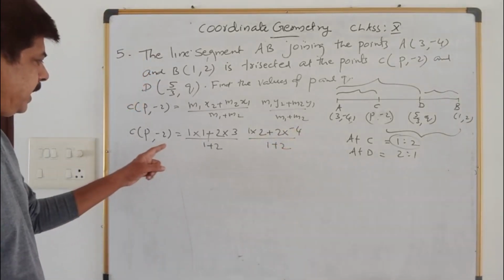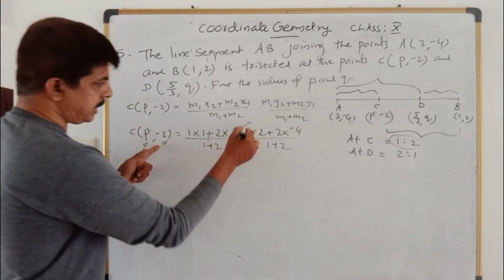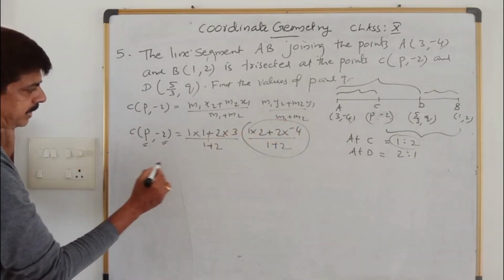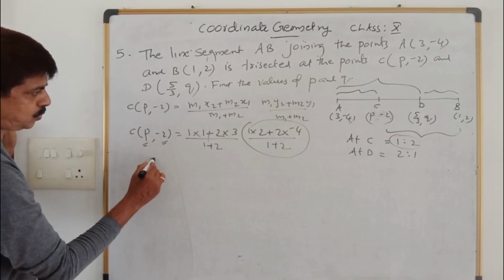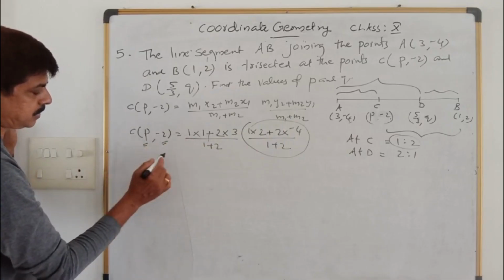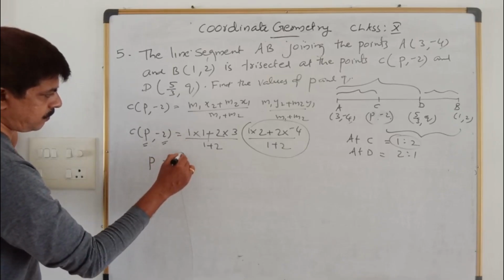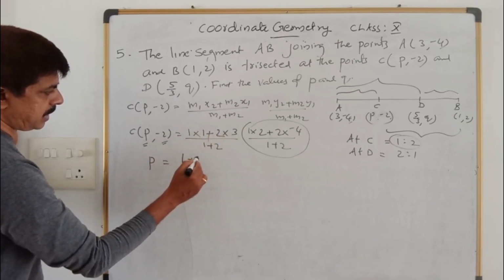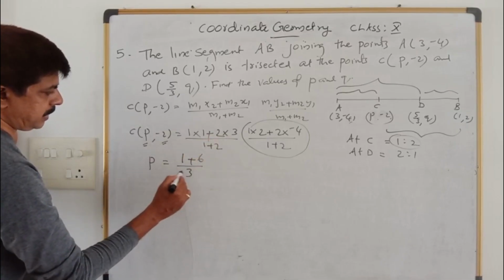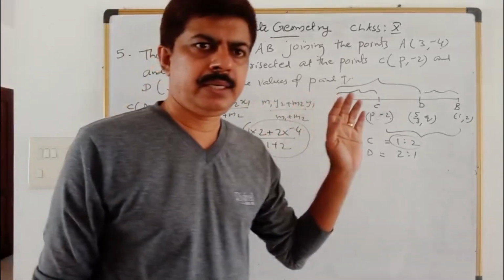We know the x coordinate is p, and the y coordinate is minus 2, so we can take this value. We are supposed to find the p value. So p is equal to 1 into 1 plus 2 into 3, that is 1 plus 6, by 1 plus 2, 3. So what is the p value? p is equal to 7 by 3.